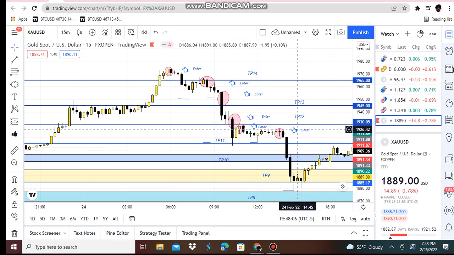We could have gotten our seventh entry, 1, 2, 3, 4, 5, 6, seventh entry, and we could have traded that from 1925 all the way down to 1877, boom, and got out of the trade once price stops at 1877, boom.